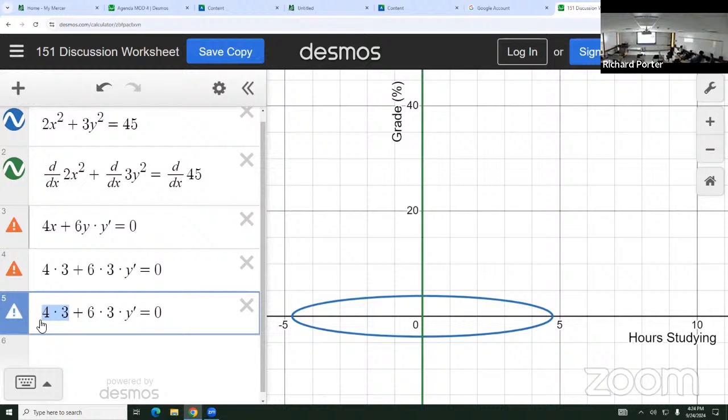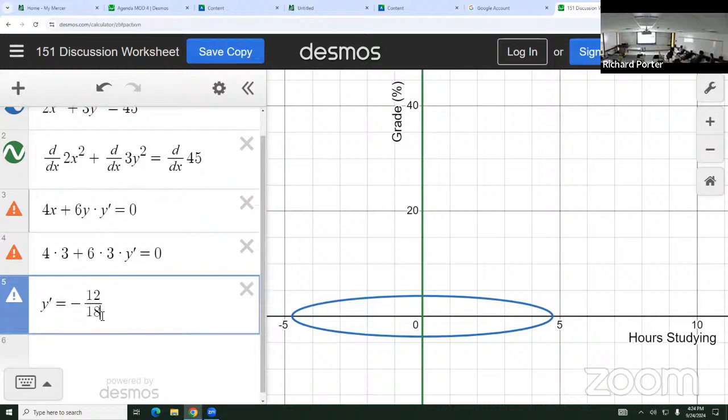So this is 12. This is 3 times 6, which is 18. Okay, I can bring the 12 to the other side, so I'll do it this way, minus 12. Are we good? And then I can take the 18 to the other side. Okay, that's the slope of the tangent line at the point (3,3).